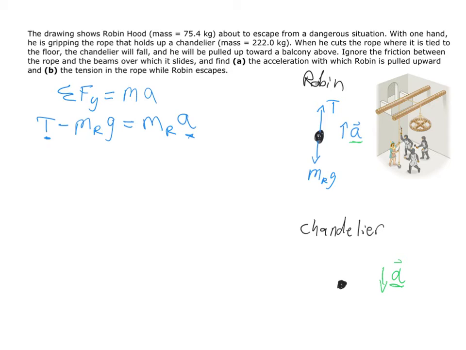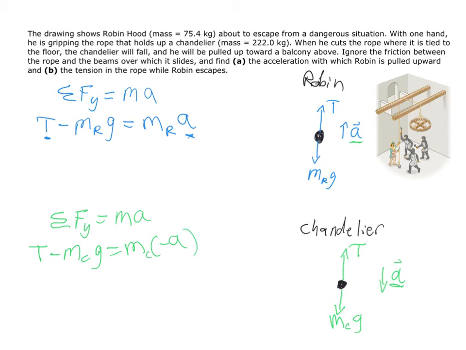If we look at the free body diagram for the chandelier, it's going to have the same tension force pulling it up, same rope, so it's the same tension, and its weight, which is the mass of the chandelier, times gravity, pulling it down. So if we go to do the sum of the forces in the vertical direction equals ma for the chandelier, we're going to have T going up minus mg going down equals m times negative a for the chandelier since it's accelerating in the downward direction.